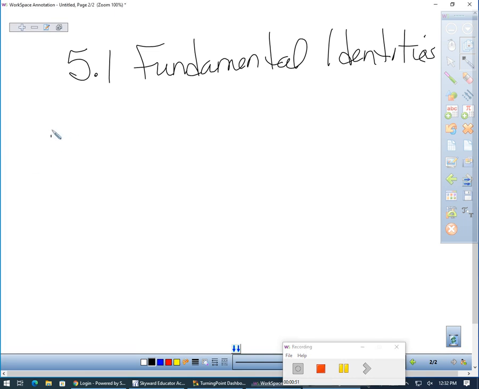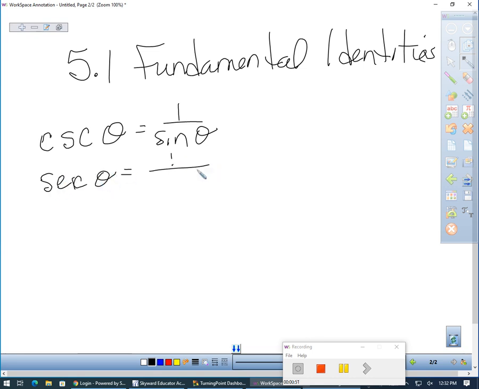We said that cosecant of theta is equal to 1 over sine theta, right? And we've said that secant of theta is equal to 1 over cosine of theta. What about cotangent? Cotangent of theta is equal to 1 over what? 1 over tangent of theta.